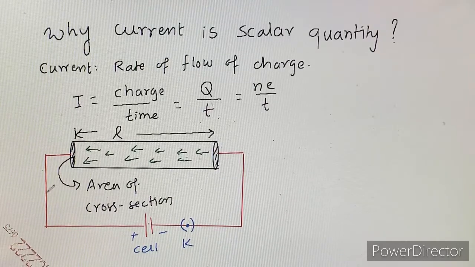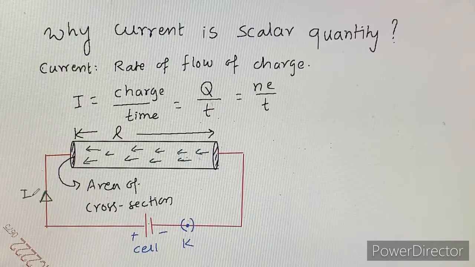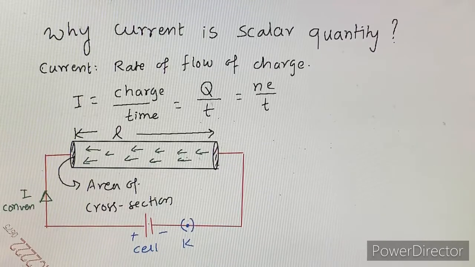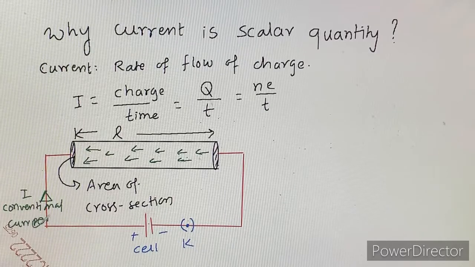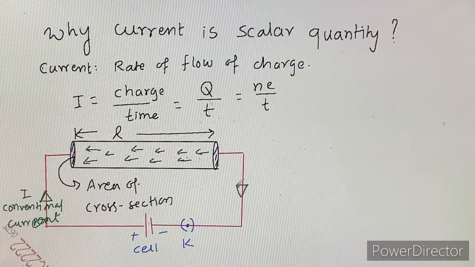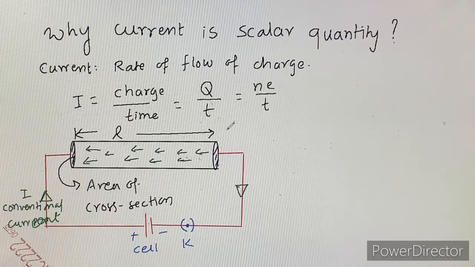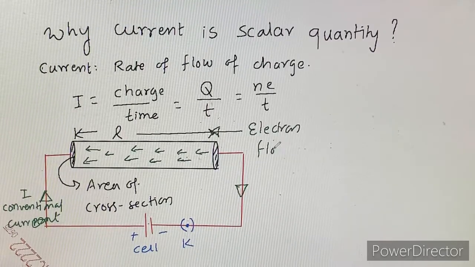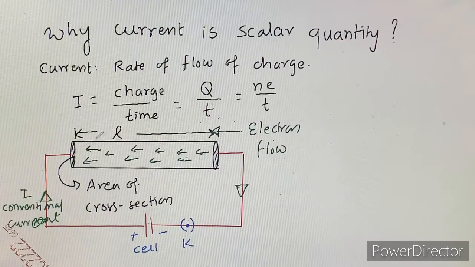So here there will be a conventional current. This is I. This is called your conventional current. This conventional current is always from the positive terminal towards negative. And this is nothing but our electron flow. Electron flow is always from the negative terminal towards positive, and conventional current, what we call current, is always from the positive terminal towards negative.